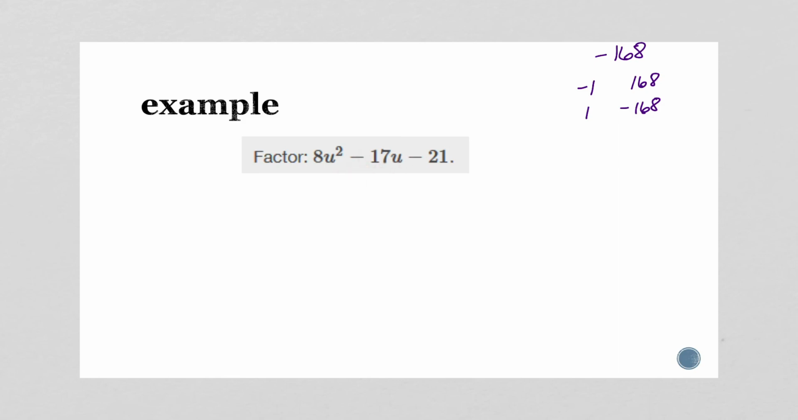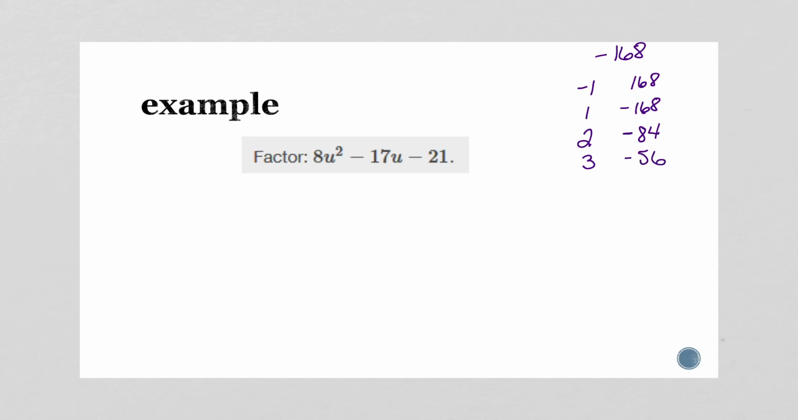Let's keep going. So I've got 2 and negative 84. That adds up to be negative 82. Nope, getting closer though. Let's see here. Do you know how to tell if something's divisible by 3? You add up your digits. 1 plus 6 is 7. 7 plus 8 is 15. So since 15 is a multiple of 3, I know that 3 will go in. So let's try 3 and negative 56. Those add up to be negative 53.